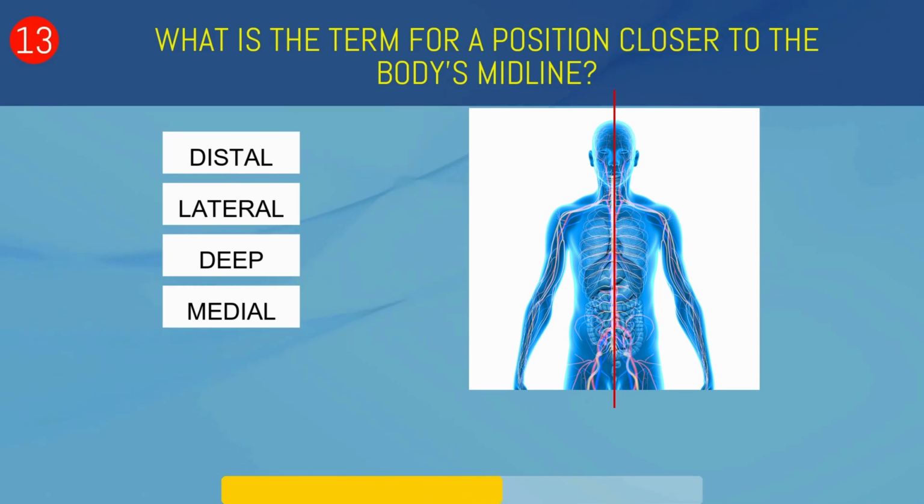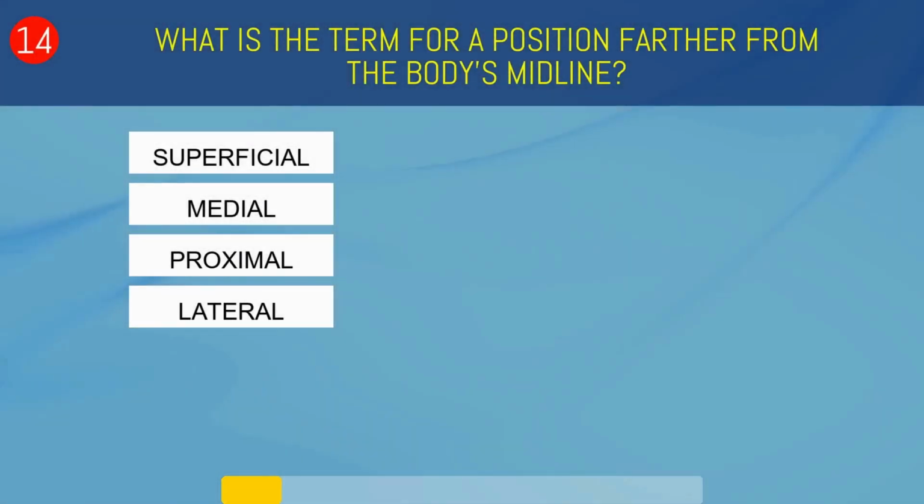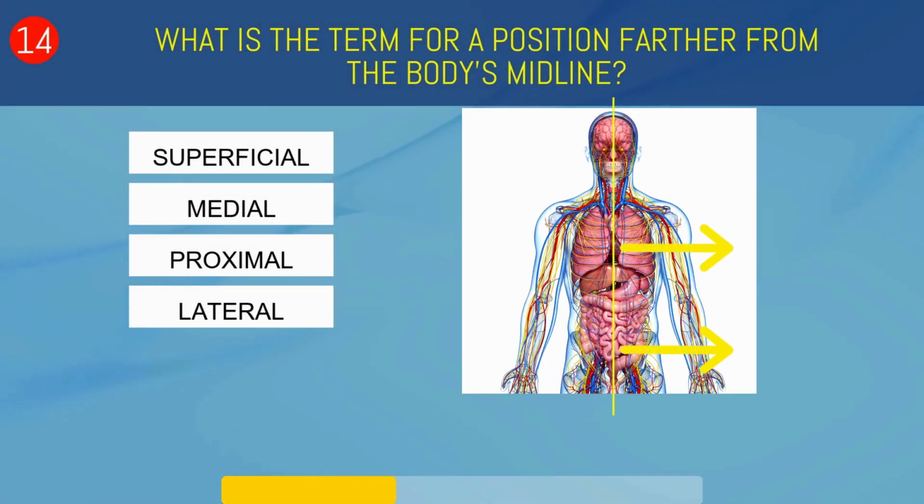What is the term for a position closer to the body's midline? Distal, lateral, deep, or medial? Medial. This term describes a structure that is nearer to the imaginary midline that divides the body into equal left and right halves.